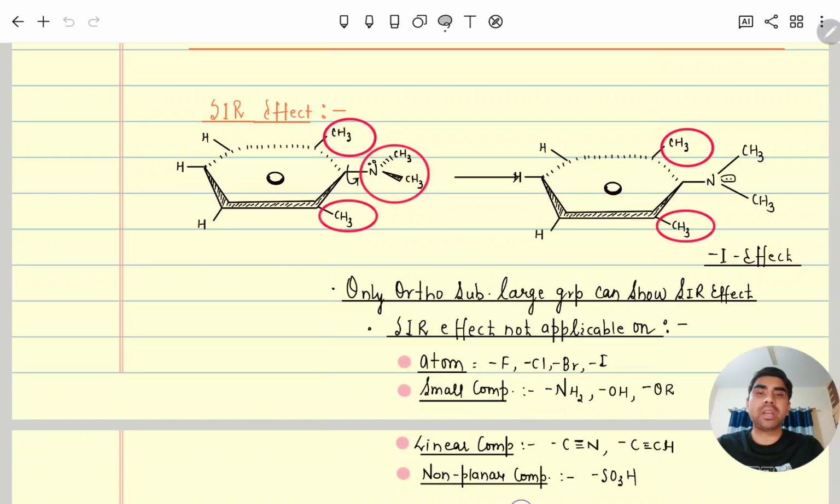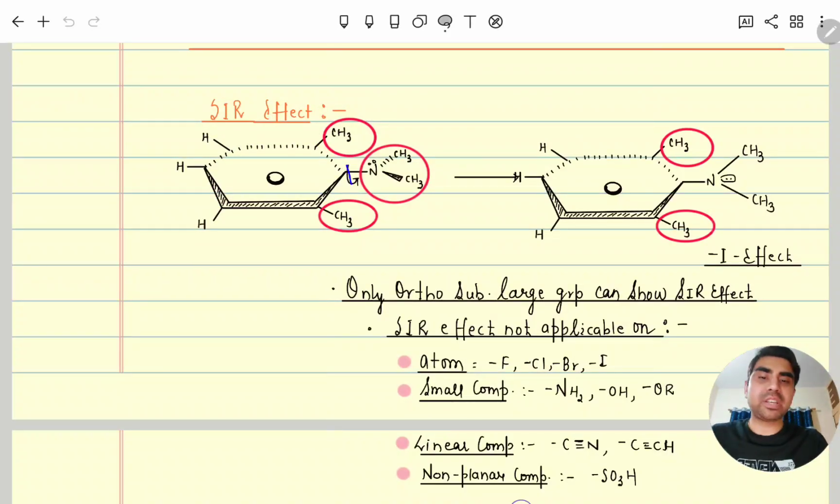So here you can see that at ortho in a benzene or conjugated system, if a bulky group is there, and the attached atom also has a bulky group, then due to the bulky groups there will be repulsion, and due to that repulsion this sigma bond will rotate. As it rotates, this lone pair cannot get delocalized with this conjugated system. That is called the SIR effect.